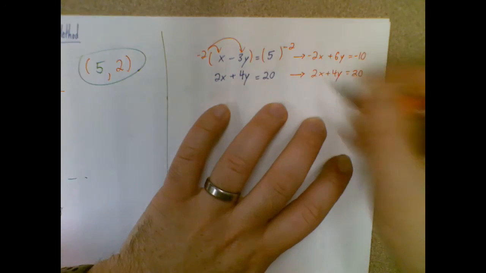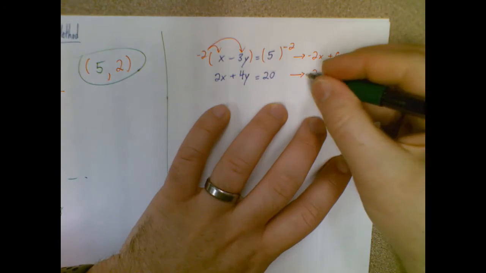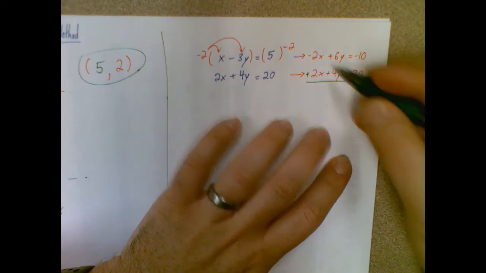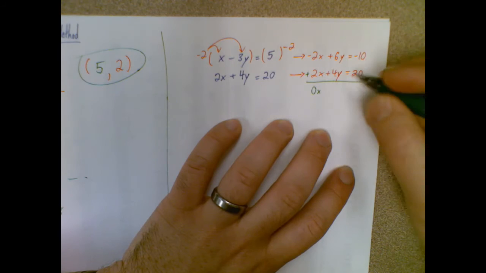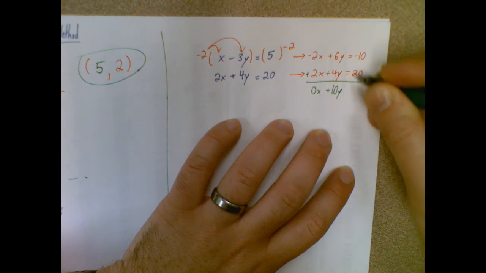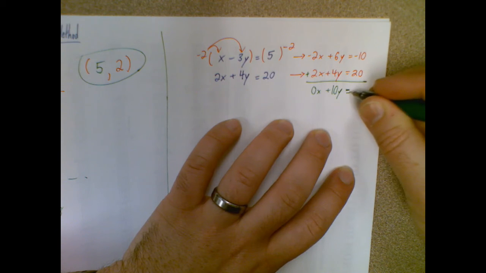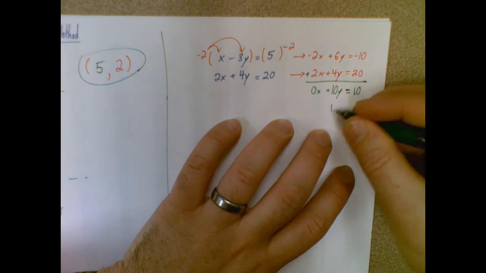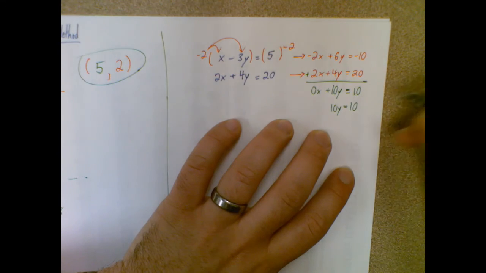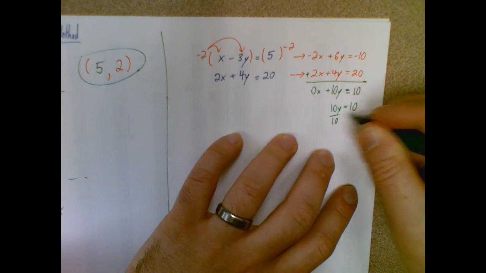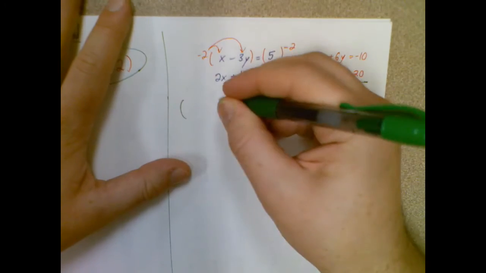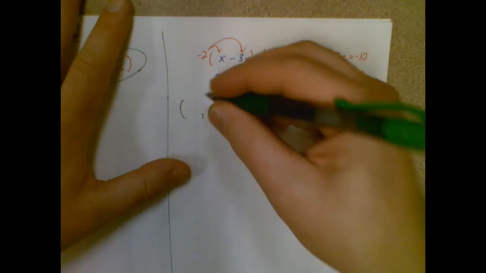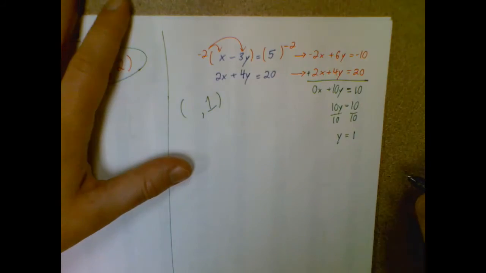So now I can come over and put these together. So I have negative 2x and 2x is 0x again. 6y and 4y is 10y. Negative 10 and 20 is positive 10. And so I'm down to my one equation, one variable. Divide by 10. y equals 1. So once again, coming over, I need an x and a y. My y is 1. We'll put that in the y slot.